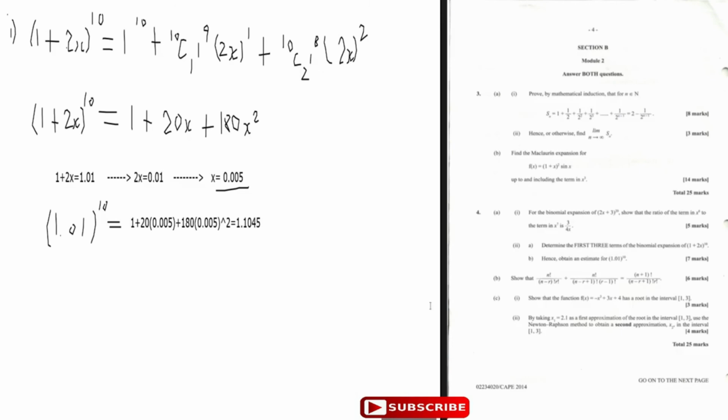Okay, now let's look at the next part of the question. The next part of the question says, show that n factorial over (n minus r) factorial times r factorial, plus n factorial over (n minus r plus 1) factorial times (r minus 1) factorial, is that. So let's do that proof.